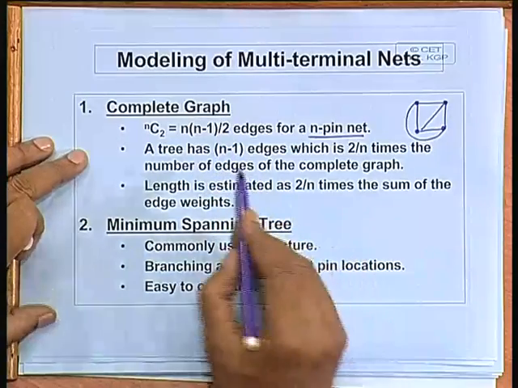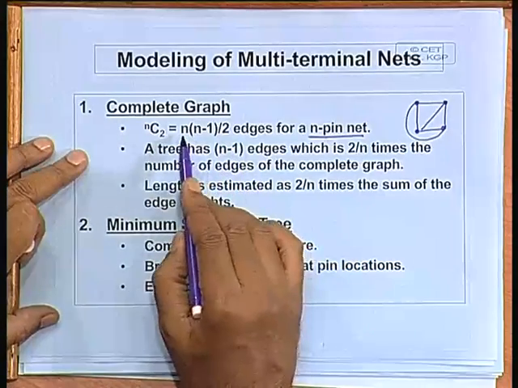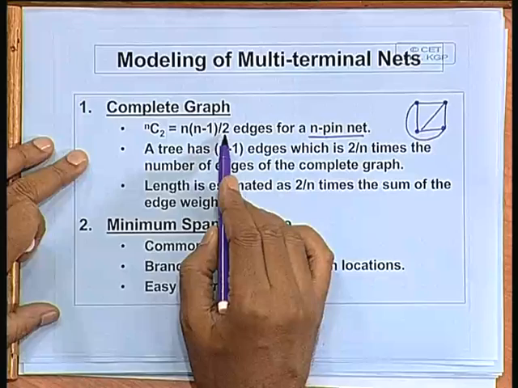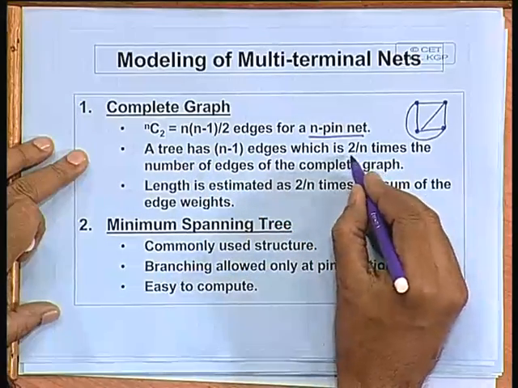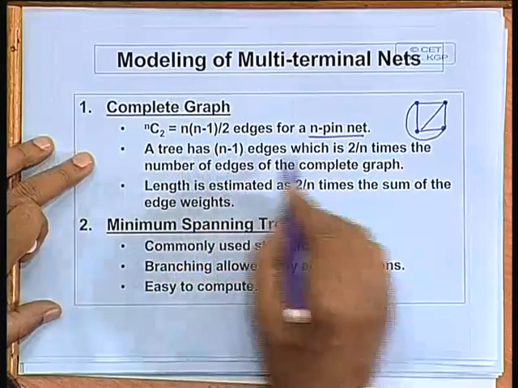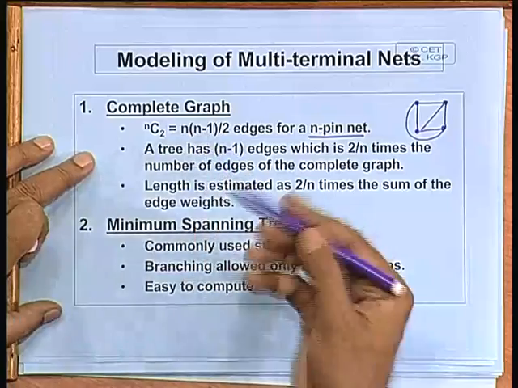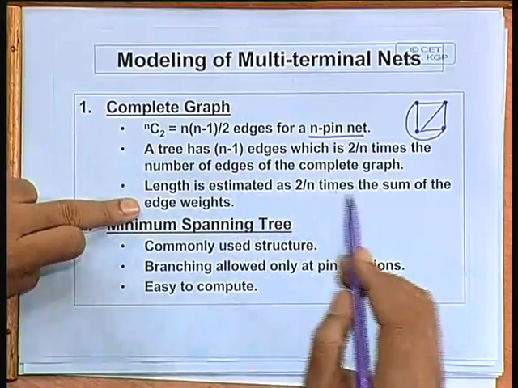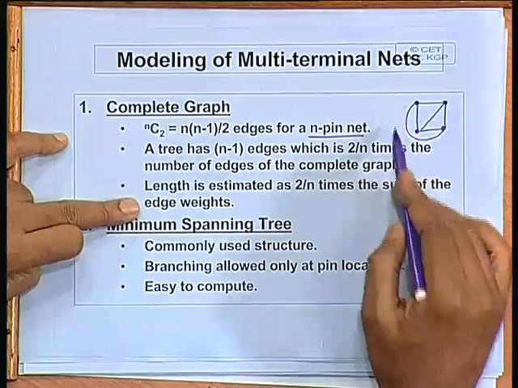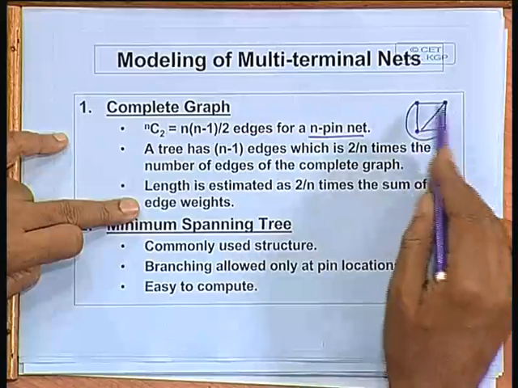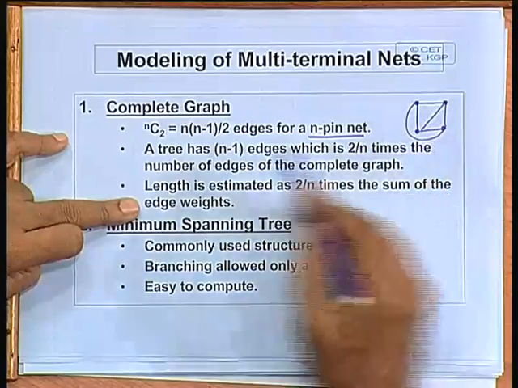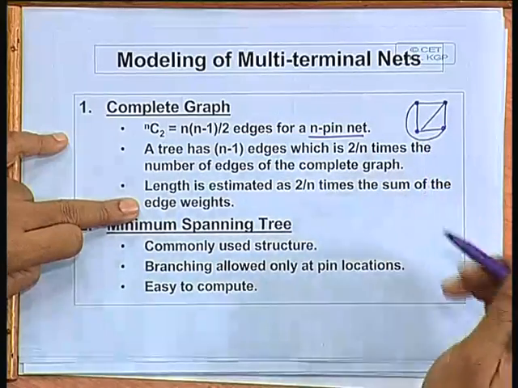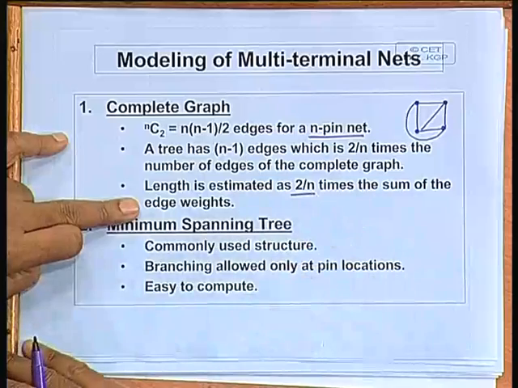But in this case, when you have a complete graph, instead of n minus 1 edges, I am having n into n minus 1 by 2 edges, which you can say is n by 2 times more than that corresponding to a tree. So, what we do here in terms of the estimate is that we find out the sum total of the edge length of the complete graph, all n into n minus 1 by 2 edges, then multiply it by 2 by n.